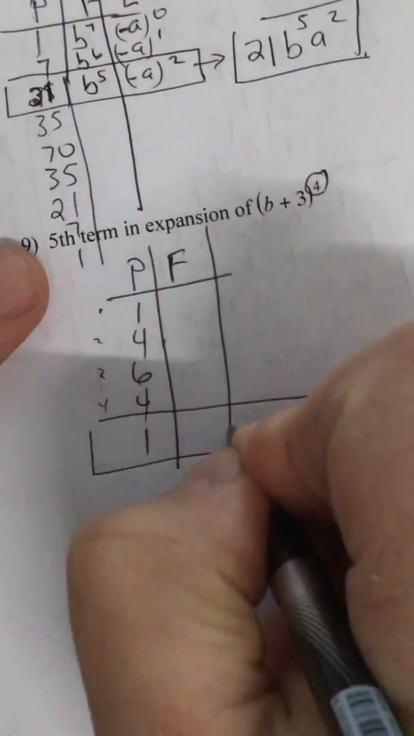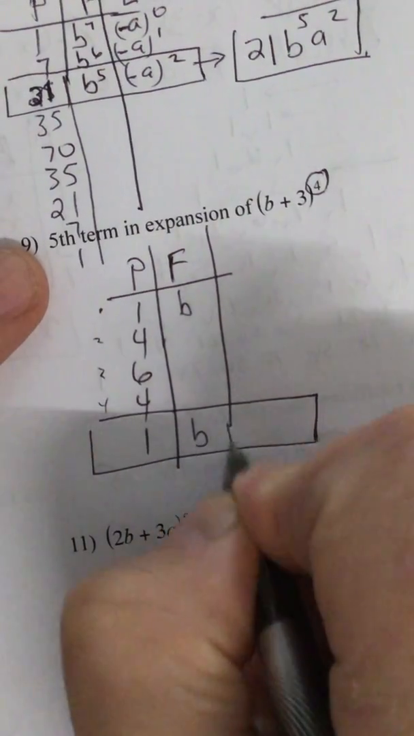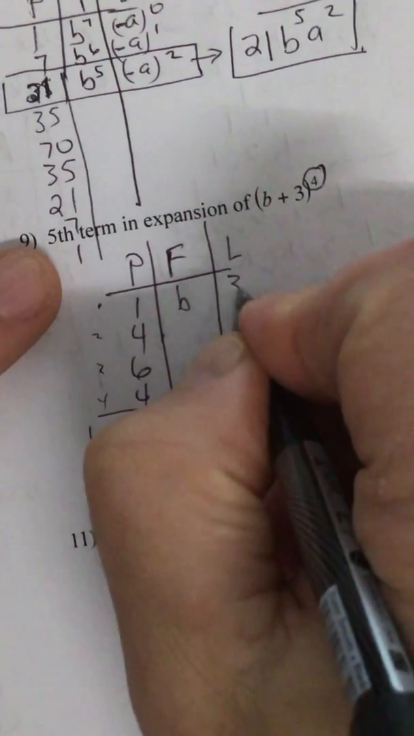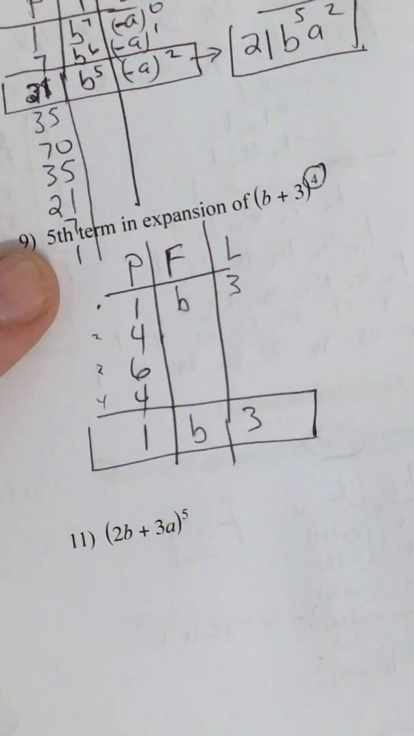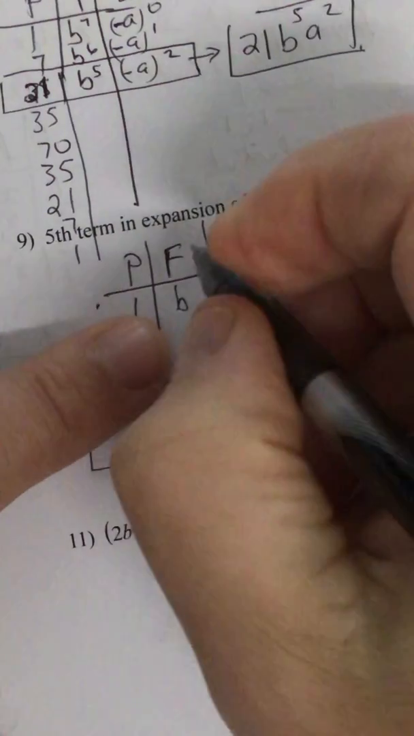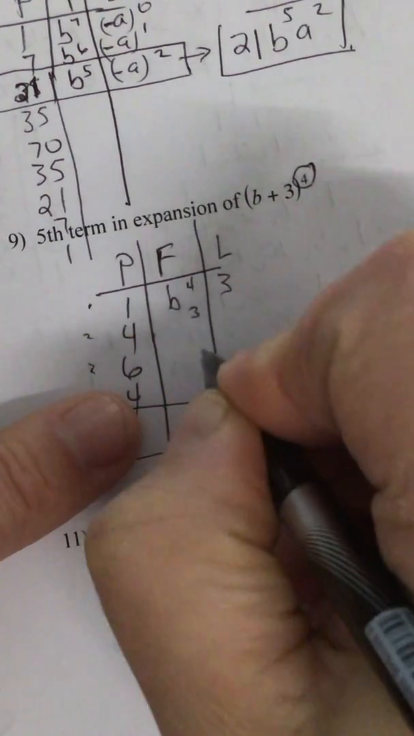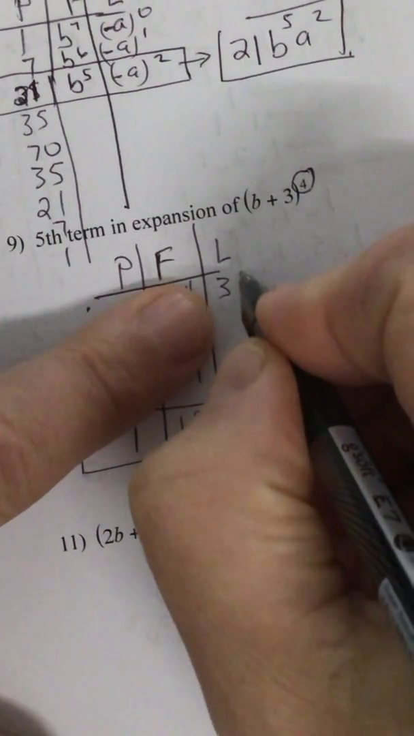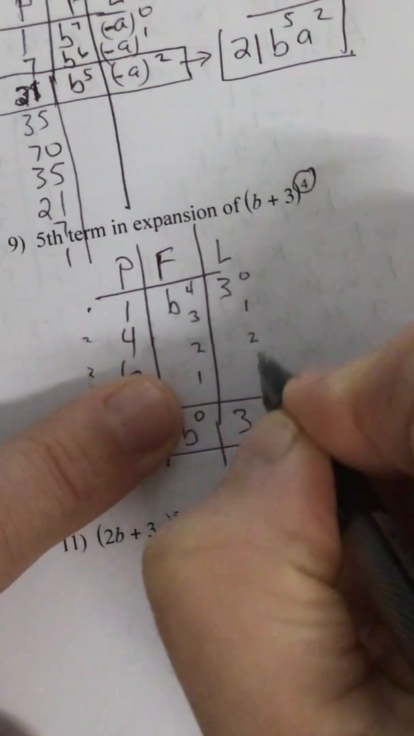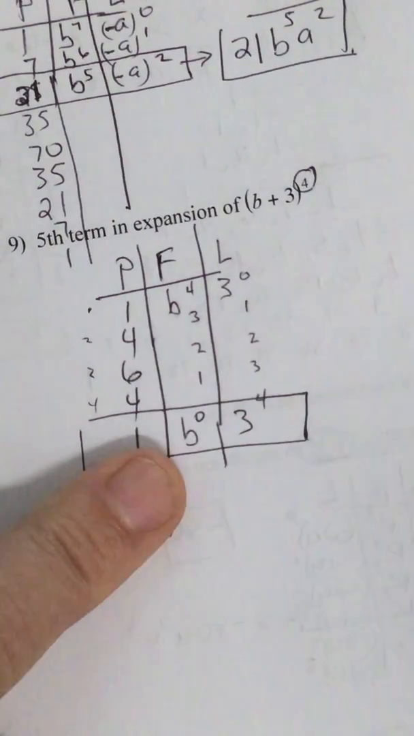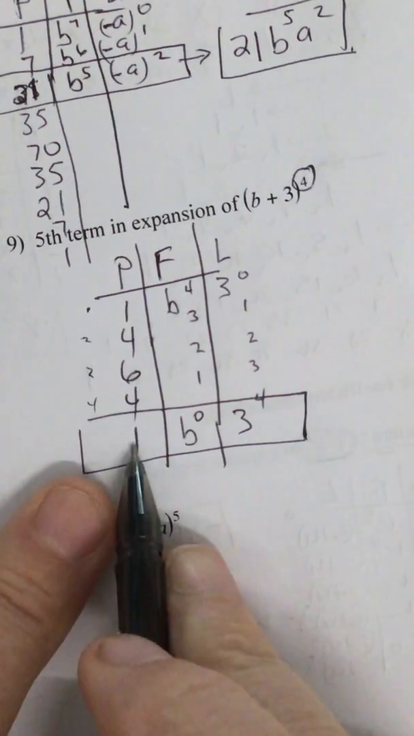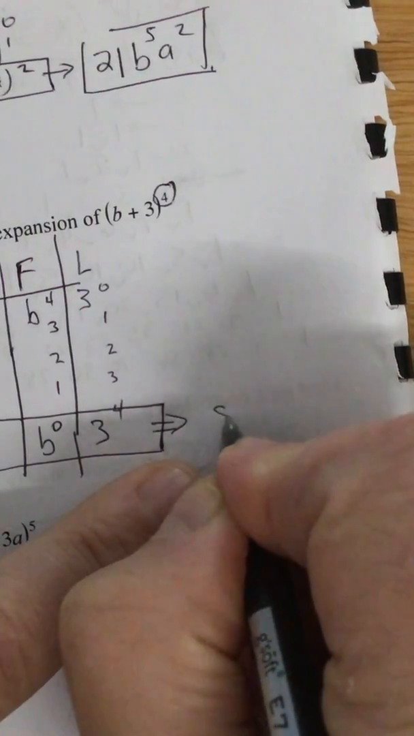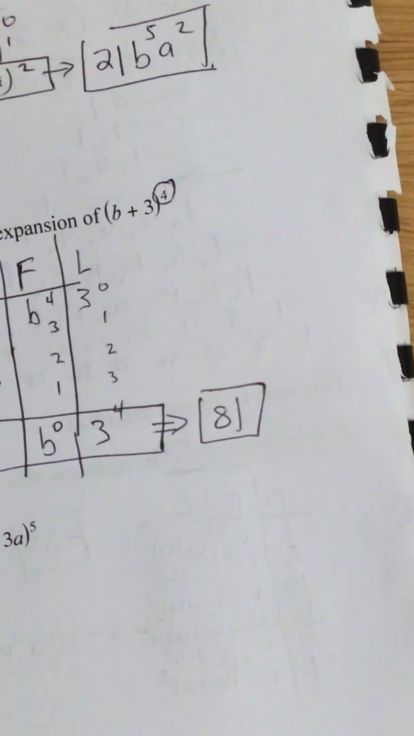Okay, so first would be a B all the way down. And then last will be a 3 all the way down. Okay, this will be B to the fourth, B to the third, B to the second, B to the first, B to the 0th. And this will be 3 to the 0, 3 to the 1, 3 to the 2, 3 to the 3, 3 to the 4th. So this is 1 times 3 to the 4th. And 3 to the 4th is just a regular old 81 with no variables on it.